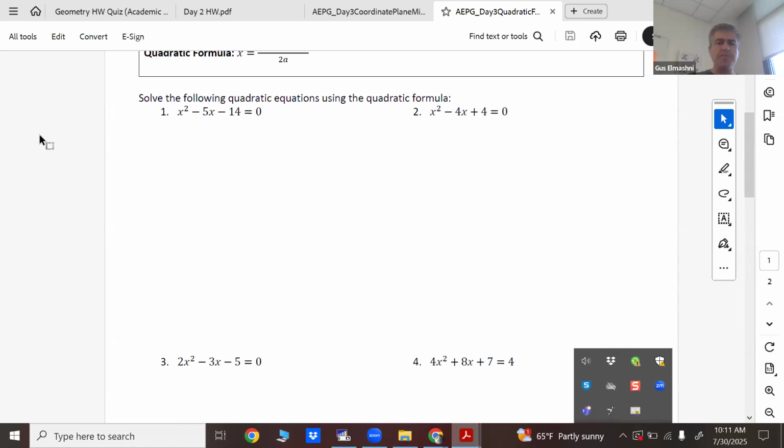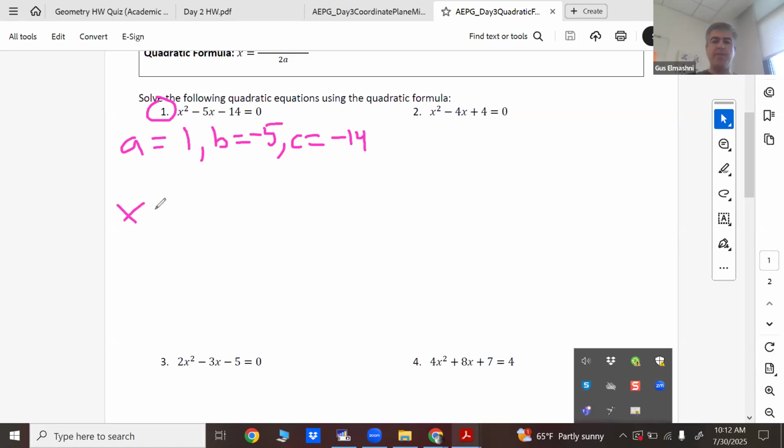So let's look at number 1. You're asked to solve it. Now, fortunately, everything's on the same side. Great. So you have to identify A, B, and C. What's A here, guys? What's the number in front of x squared? 1. Number in front of x? -5. And C itself is -14. Good.